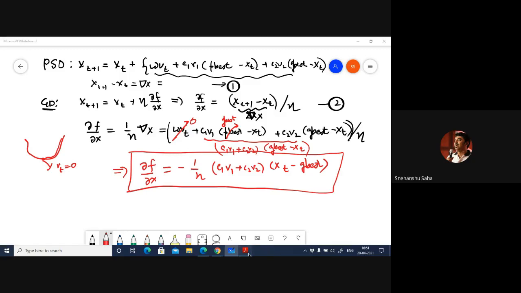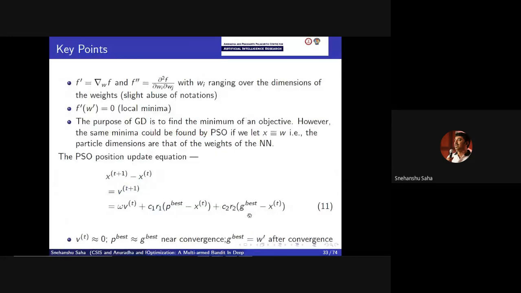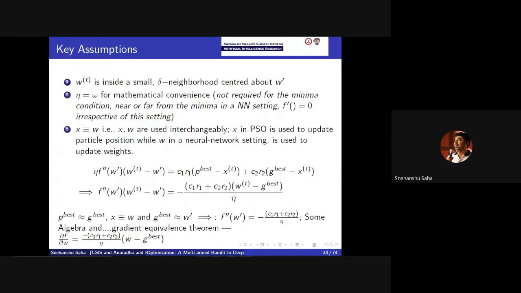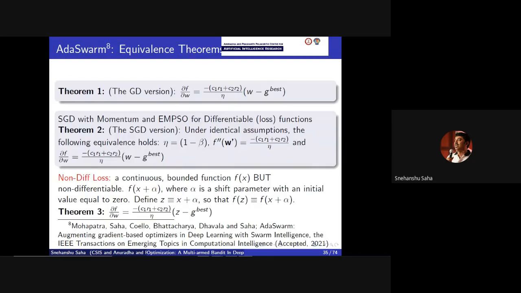Now I'm going to skip all this, since it is a detailed derivation. Basically, in the last 3 slides, whatever content is shown, I have actually worked it out. For both the vanilla gradient descent version and the stochastic gradient descent version with momentum term, we have been able to establish the equivalences. We have also been able to extend this to non-differentiable cases. We just have to do a smoothing around the point of non-differentiability by using a shift parameter.